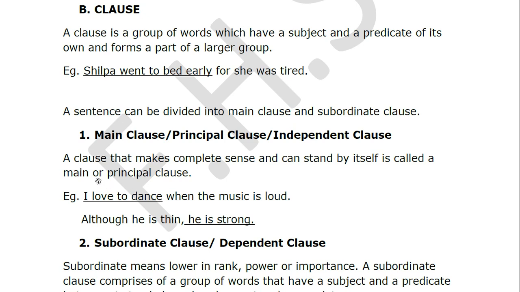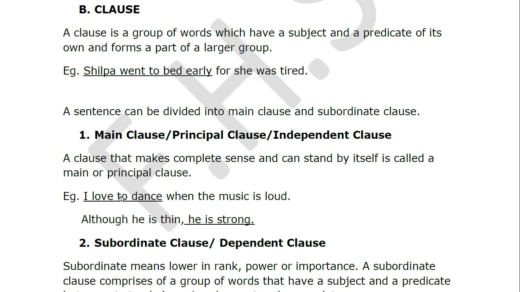I'll read this first. A clause that makes complete sense and can stand by itself is called a main or principal clause. See the example. I love to dance when the music is loud. So if you look at the main clause, I love to dance, the whole sentence is complete. Whether this part is there or not there, it doesn't make any difference because this part is complete even if this is not there. So it is a main clause.